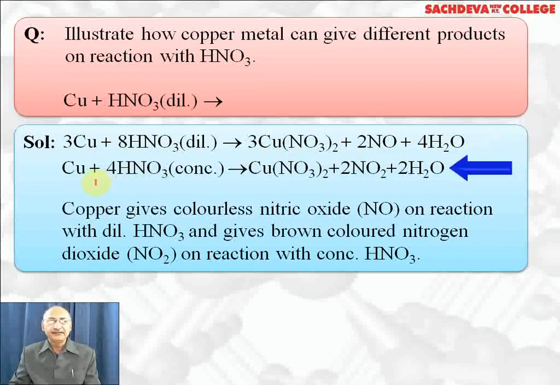On the other hand, if copper reacts with concentrated nitric acid, which is a strong oxidizing agent, copper reacts with oxygen given by concentrated nitric acid to form copper oxide, which reacts with nitric acid to form blue colored copper nitrate solution plus water is formed. Concentrated nitric acid gets reduced to nitrogen dioxide, which is brown in color.